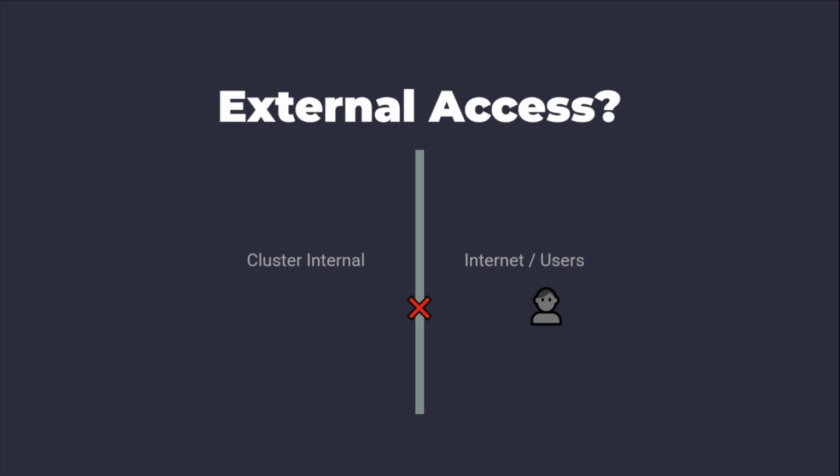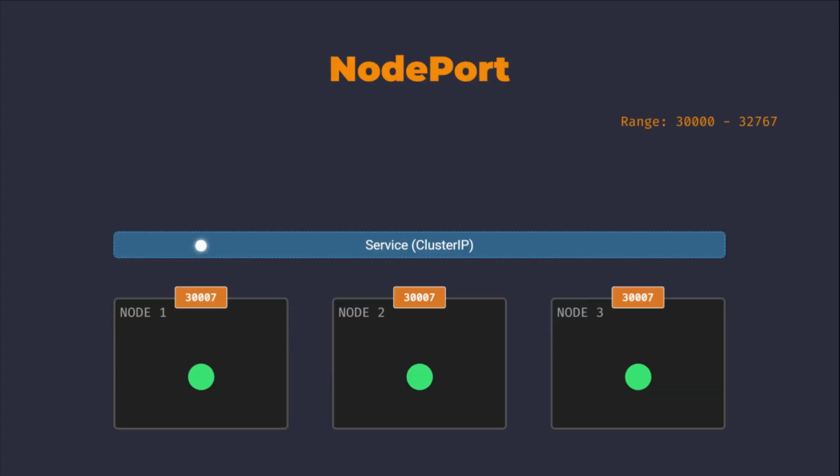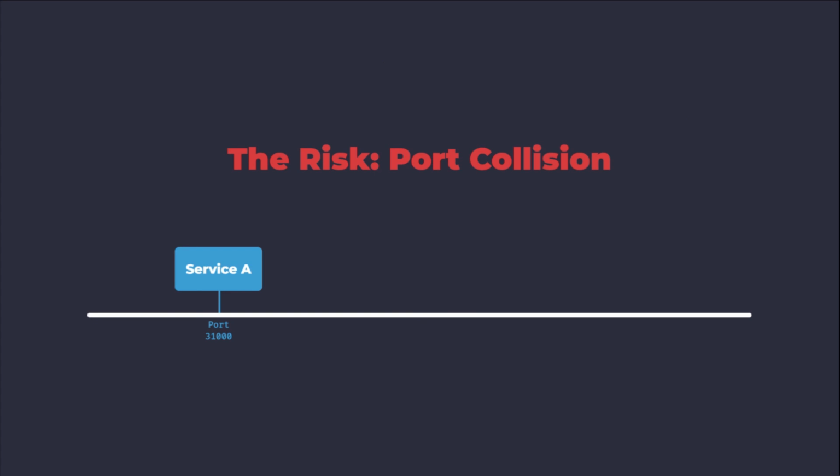While ClusterIP handles internal traffic perfectly, exposing services to the outside world requires a different approach. The simplest method for external exposure, often used in development or testing environments, is NodePort. NodePort builds upon ClusterIP functionality. It allocates a static port across every worker node in the cluster, typically in the high range, 30,000 to 32,767. Any traffic hitting any node's IP address on this specific node port is automatically forwarded to the service's cluster IP and subsequently to the backend pods. This mechanism bypasses the need for an external load balancer, making it quick to deploy for initial external access.